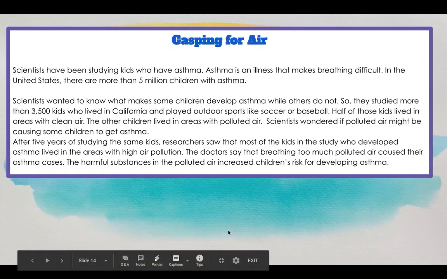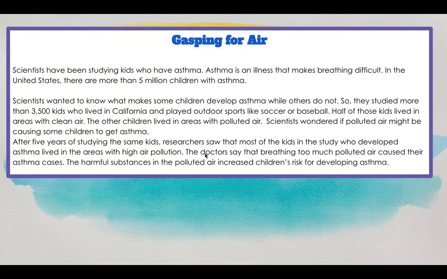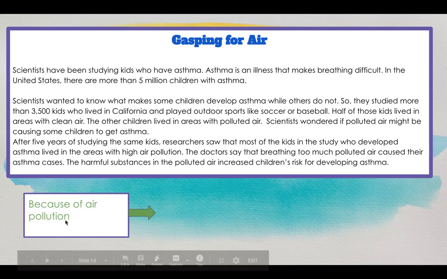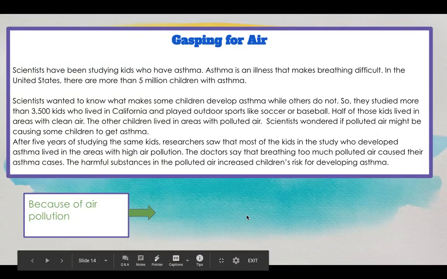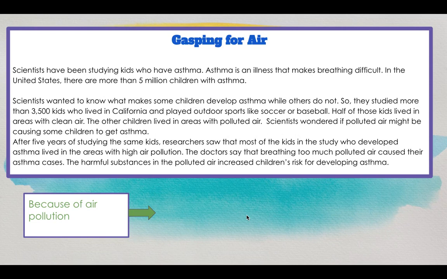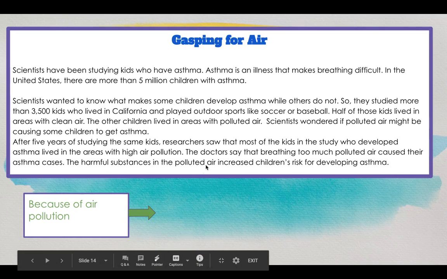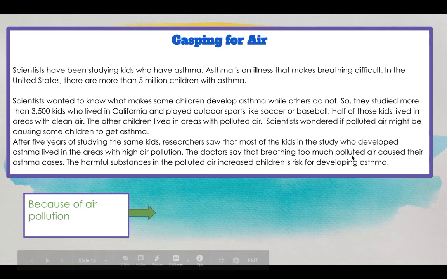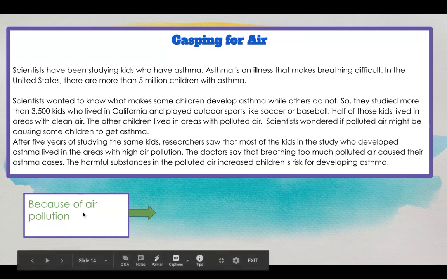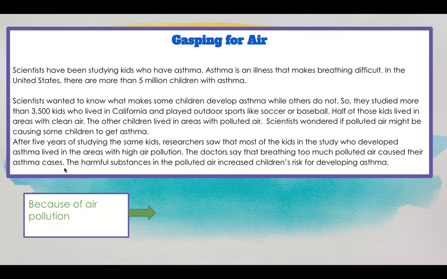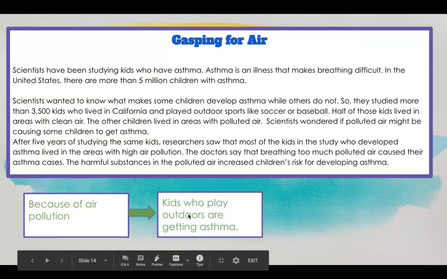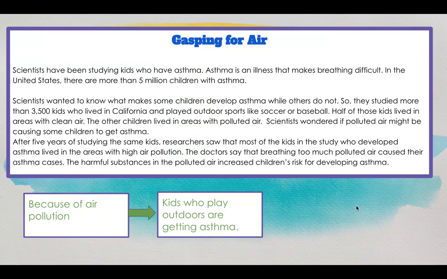So let's take a look now how we can use our same sentence frame to write it. Because of air pollution, what's the effect here? What happens because of air pollution? Well, when I go into the passage, it says, the doctors say that breathing too much polluted air caused, so the cause is air pollution, caused their asthma. So because of air pollution, kids who play outdoors are getting asthma. Notice I pulled in that part about playing outdoors because that was important in the first part too.